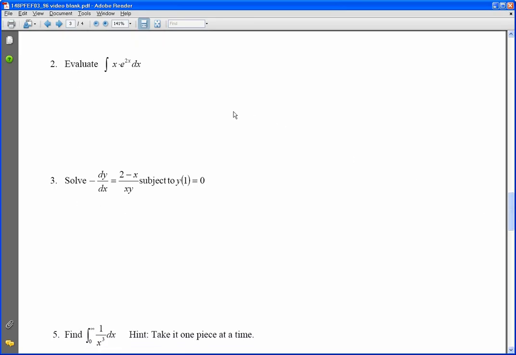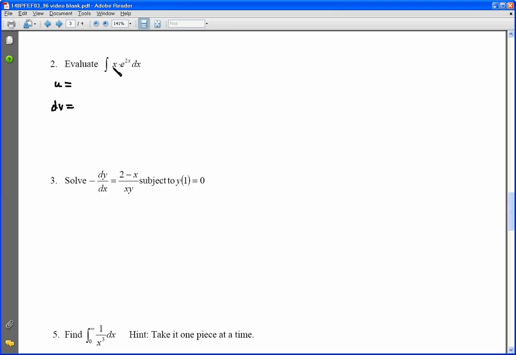Alright, got another integral here. This is a power times an exponential. So that guy is asking us for integration by parts. So we need to get a u here and a dv. And remember, for u, we want to have a simpler derivative, and dv easy to integrate.